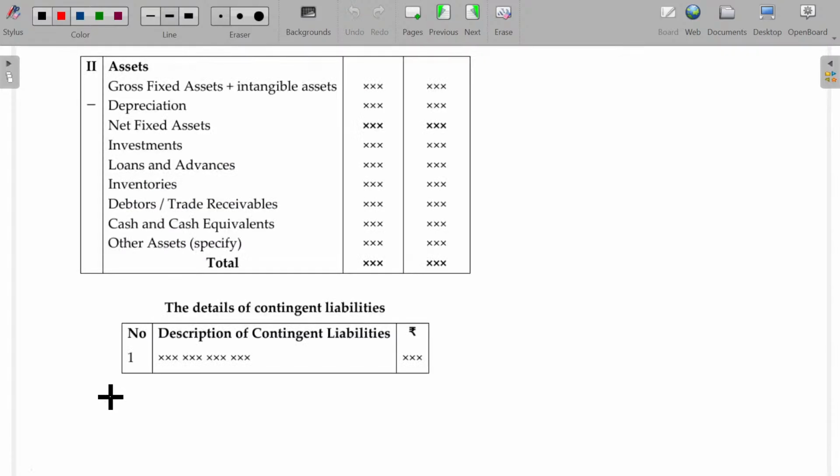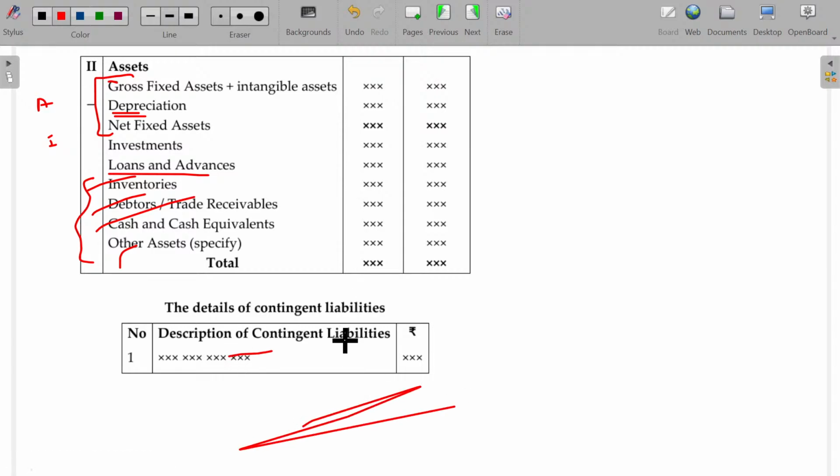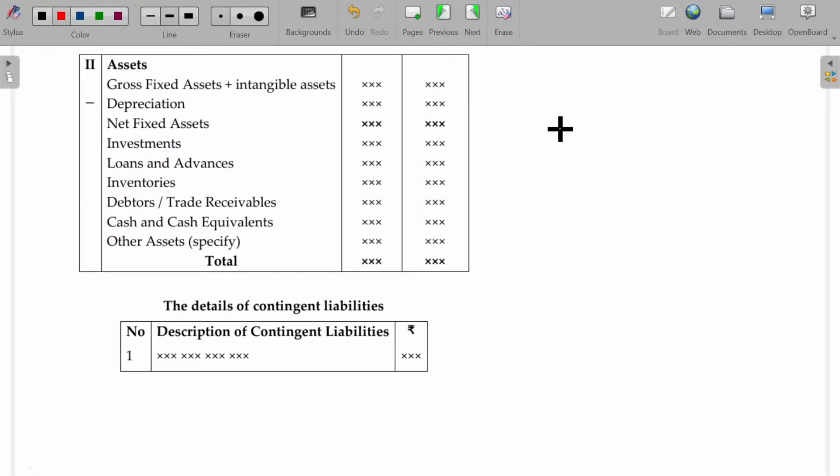When it's all about assets, we have to start with the gross fixed assets. From there, accumulated depreciation is subtracted. Then investments, loans and advances. Then current assets: inventory, debtors, cash and cash equivalents, and other assets you need to disclose. This is the format. If you have any contingent liability, it should be shown below the balance sheet, right? So here it is stated separately in this case. This is the format.